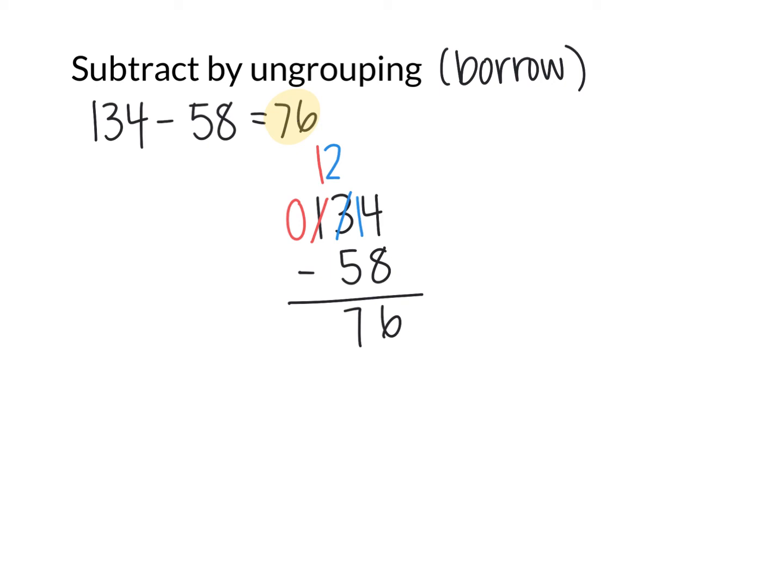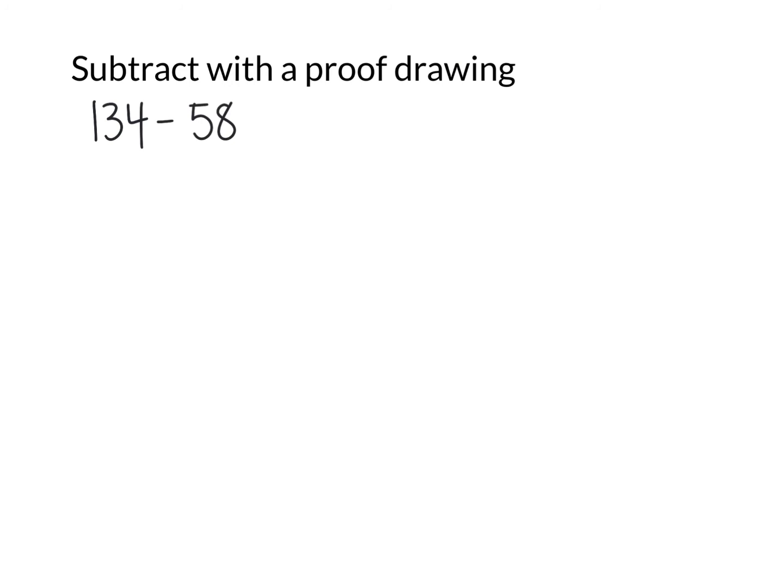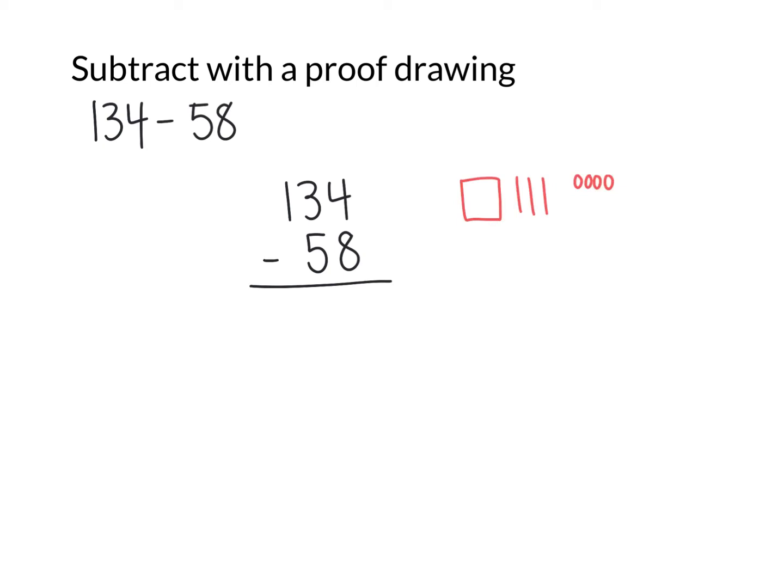Now I'm going to use this to show you one more strategy. Let's look at the same exact problem and put it vertically. This time I'm going to use a proof drawing or a place value drawing to help me. Now I'm going to do the same thing that I did before. I'm going to look at the 4 and the 8. Well, 4 minus 8, I can't do that.